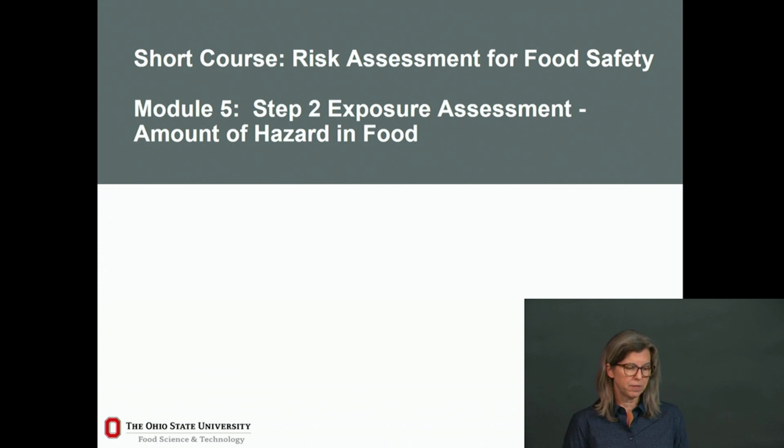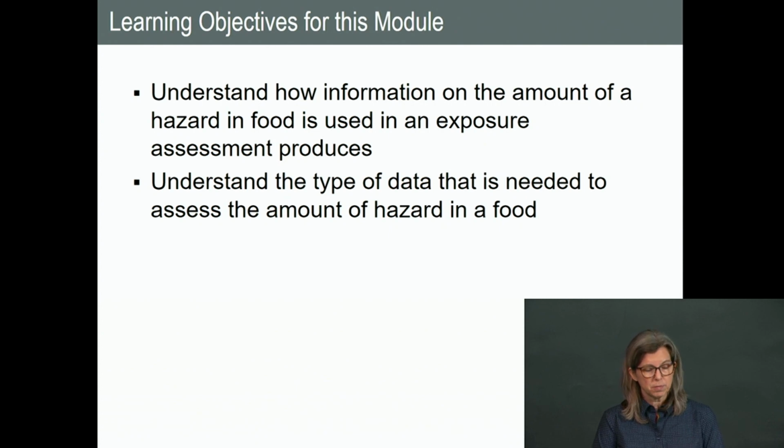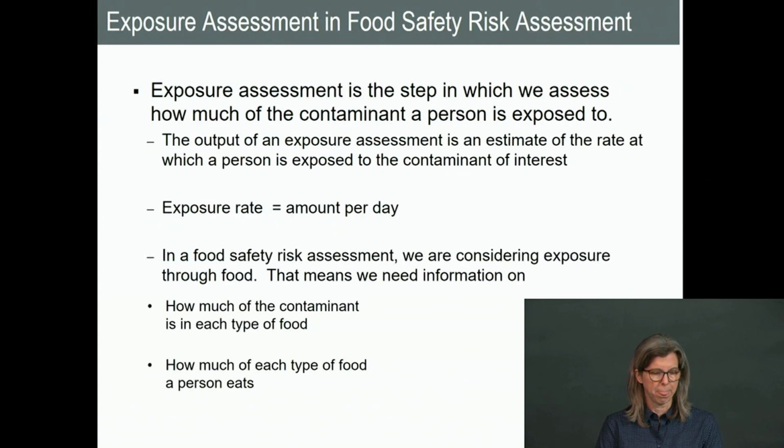So we'll talk about the amount of hazard in food in this module, and then in the next module we'll talk about estimating how much food people are consuming. So I broke those up into two parts. The learning objectives for this module are first to understand how information on the amount of a hazard in food is used in the exposure assessment process and ultimately in a risk assessment, and then also to understand the type of data that is needed to assess the amount of hazard in a food.